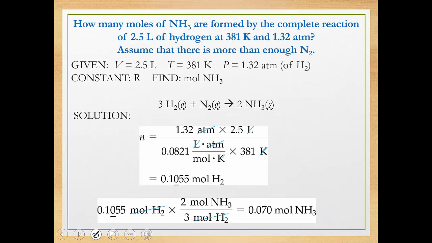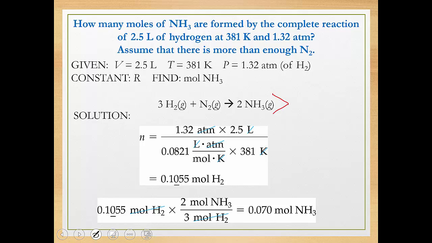Here's an example. How many moles of ammonia would be formed by the complete reaction of 2.5 liters of hydrogen at 381 Kelvin and 1.32 atmospheres? Okay, so they were very nice and they gave us the units that we need: atmospheres, Kelvin, liters. And we're going to assume that we have an excess of nitrogen. So here's our formula right here.